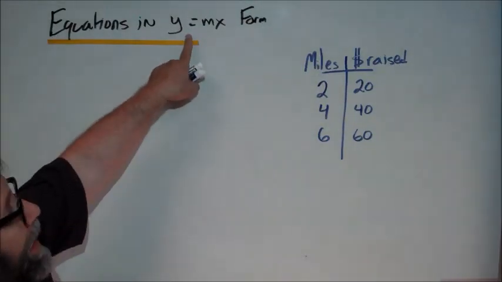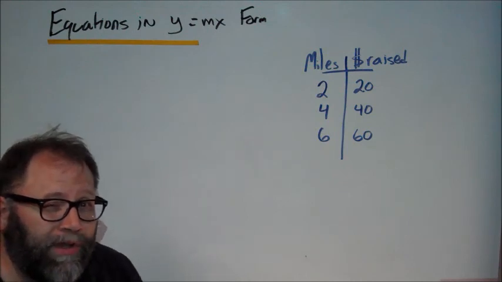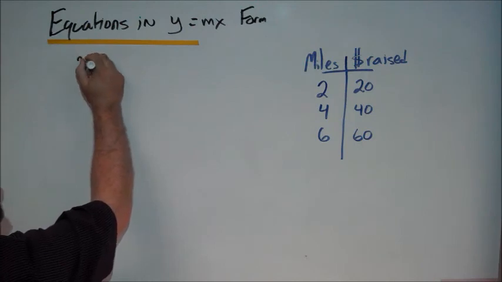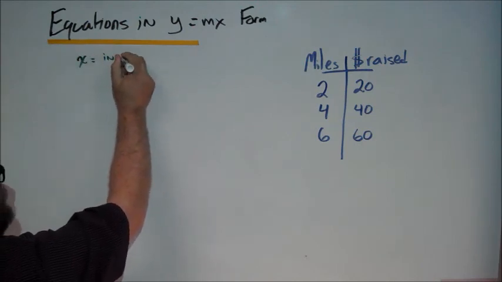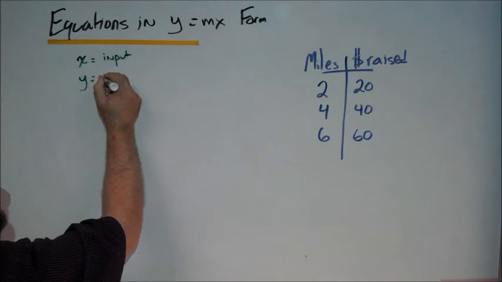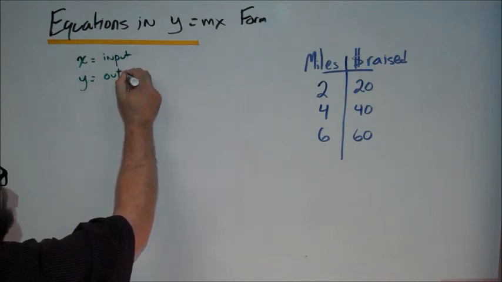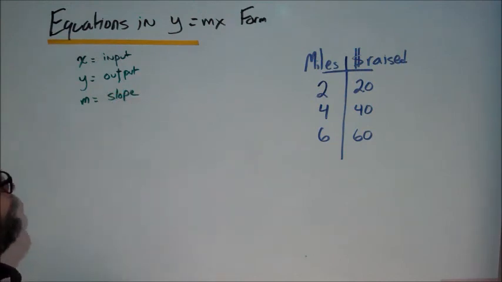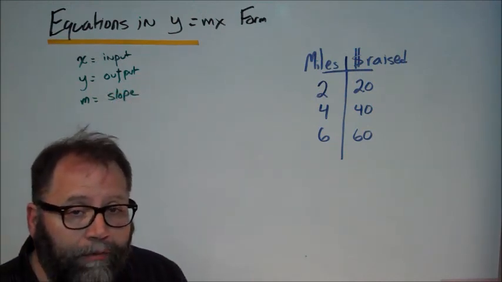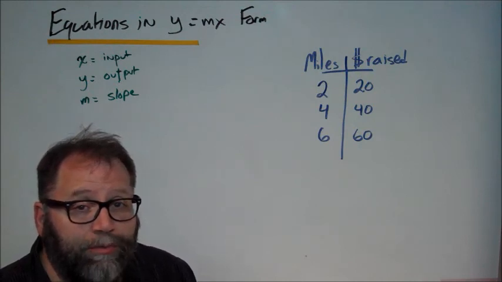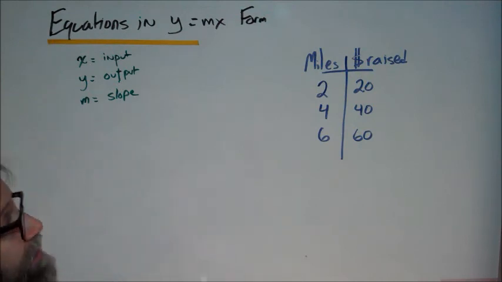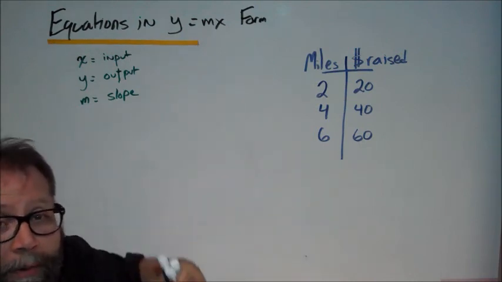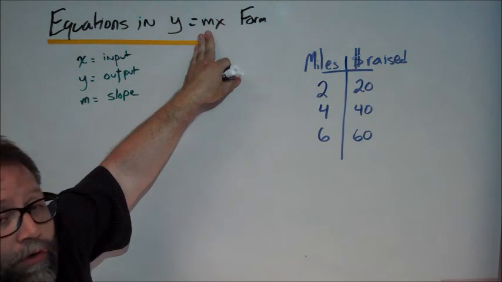Equations in y equals mx form. Just harkening back here, don't forget: x is our input, y is what we get out of it, our output, and m is the slope, or that rate of change that we see in the relationship between the input and the output. So we're talking about equations in y equals mx form, and when we put a digit in for this, we're going to have a digit in for m.